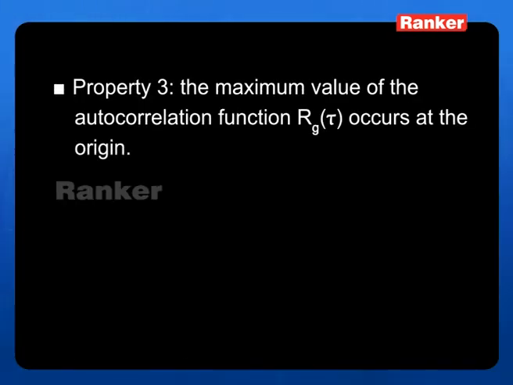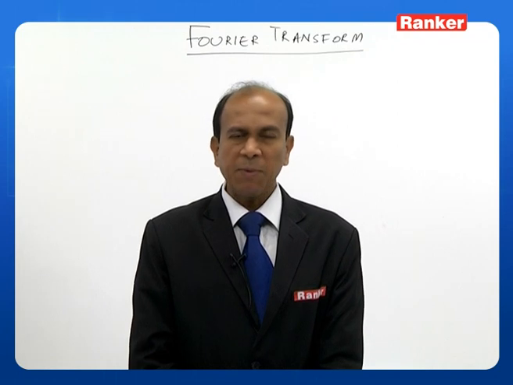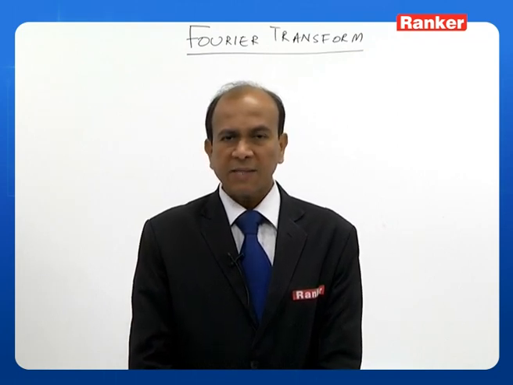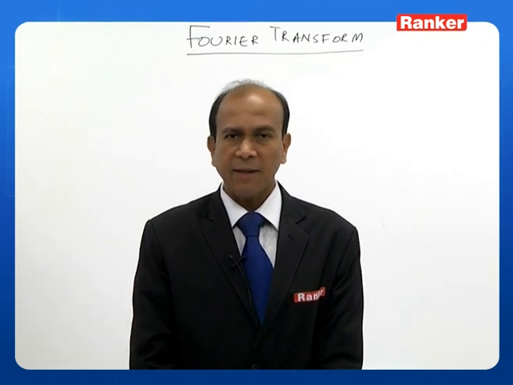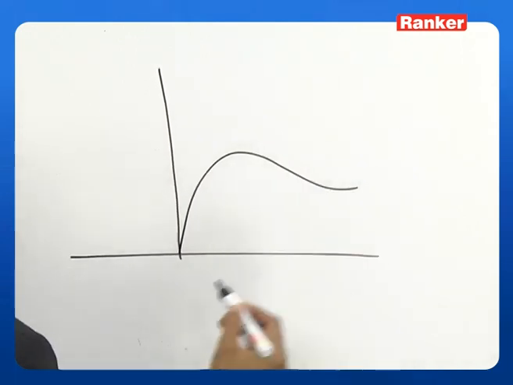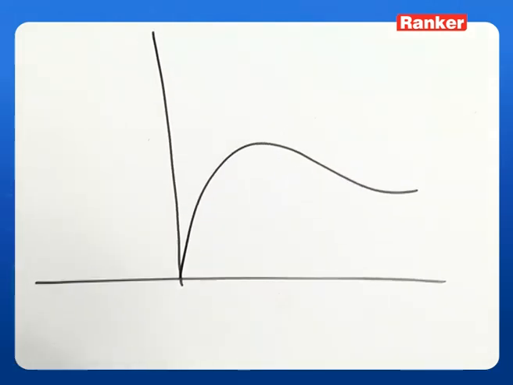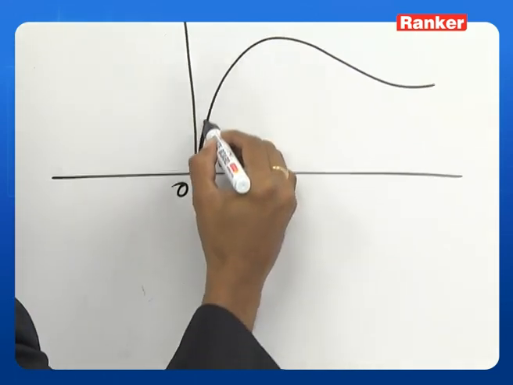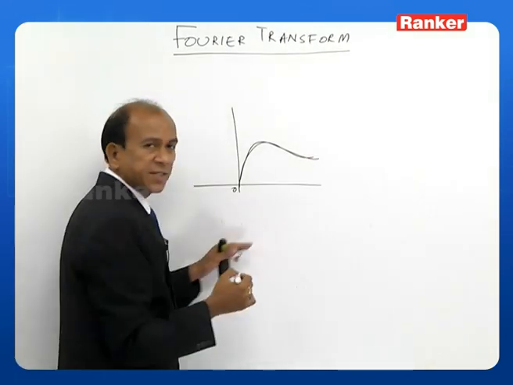Let us see the third property. The third property says the maximum value of the autocorrelation function Rg of tau occurs at the origin. So, it says the maximum value of the function Rg of tau only occurs at the origin. That means the similarity is maximum at tau equal to 0. That is obvious. Let us see this. Let us say this is the function, and at the origin what happens? This is again the function, there is no delay. So, both the functions are existing at the same place.